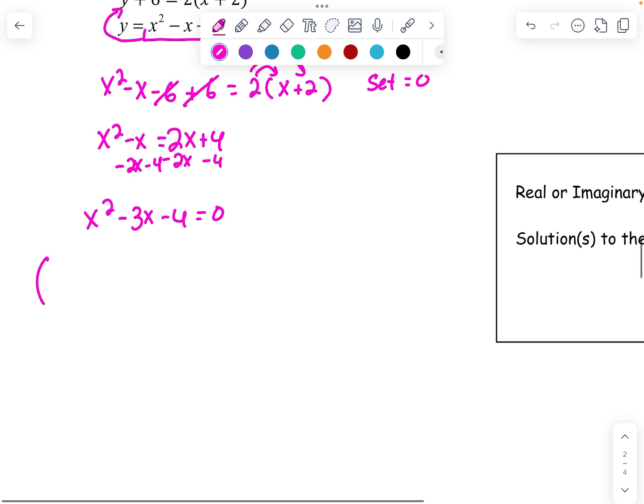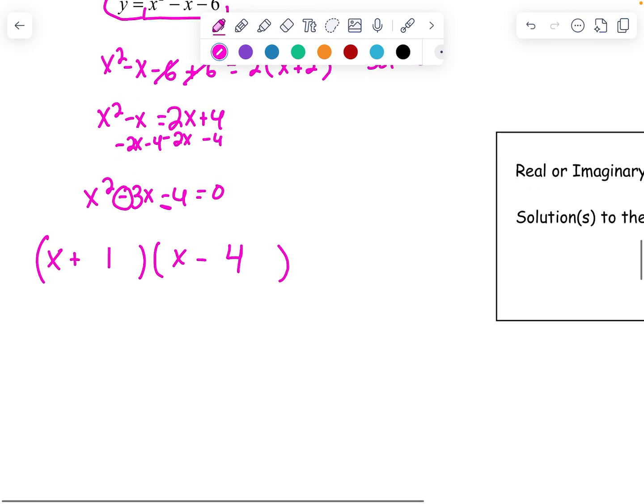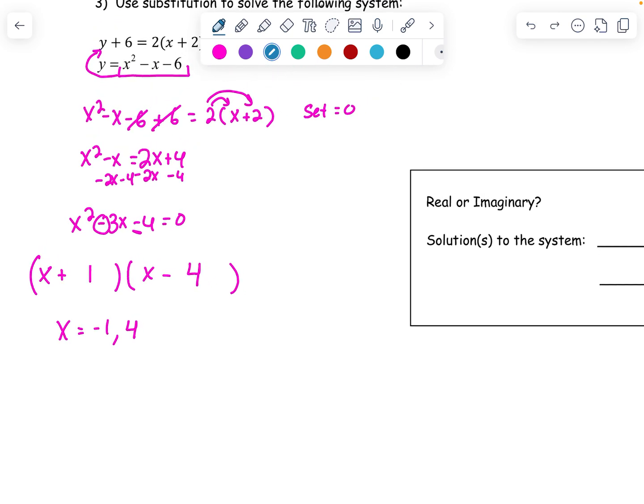And this one actually factors really nice for us. It's x and x. Negative sign on the end tells us positive and negative. Because we're negative in the middle, I'm thinking 4 is going to be negative, positive 1 is going to be positive, and that gives us x values of -1 and 4. Unfortunately, once we get those x values, we're not quite done yet because the y values are going to give us points, right? We have x, but we need comma y to give us a point that it's intersecting.